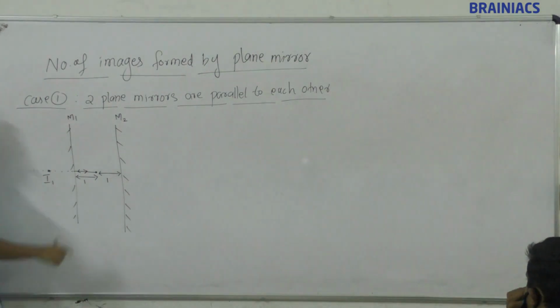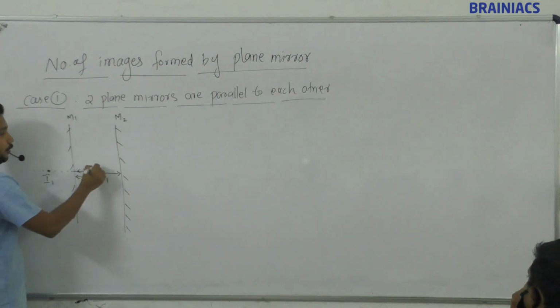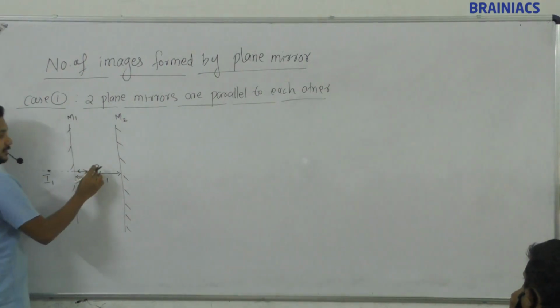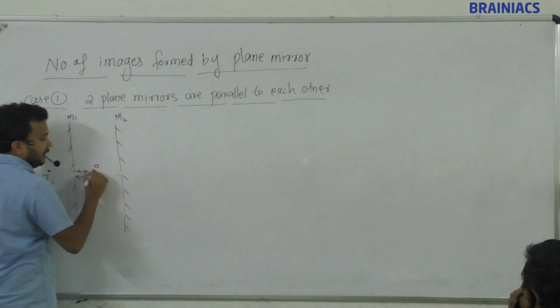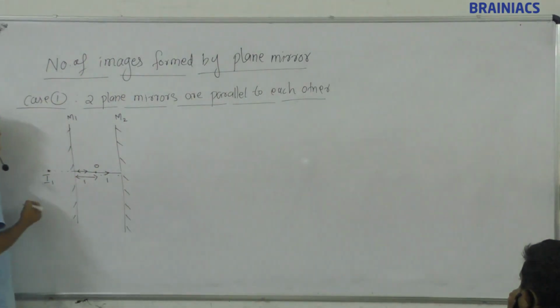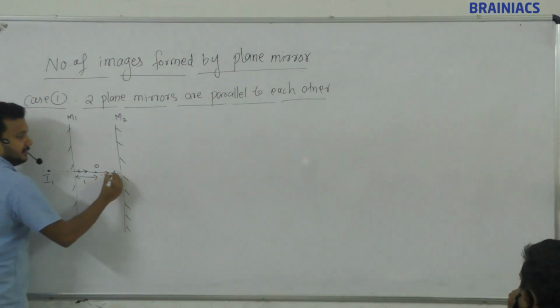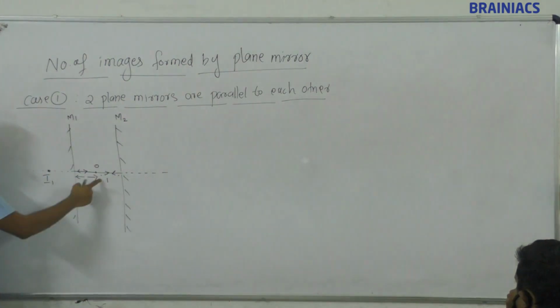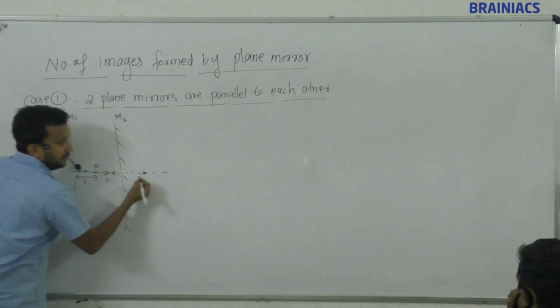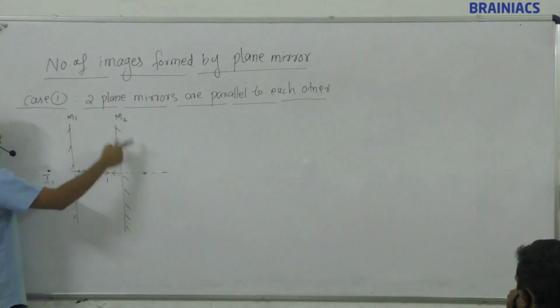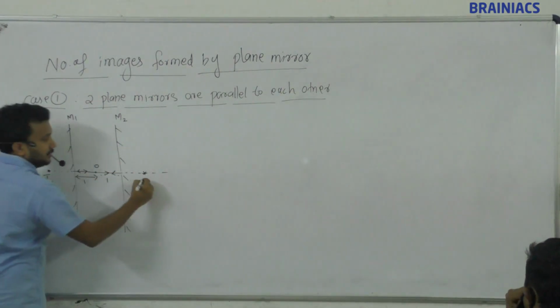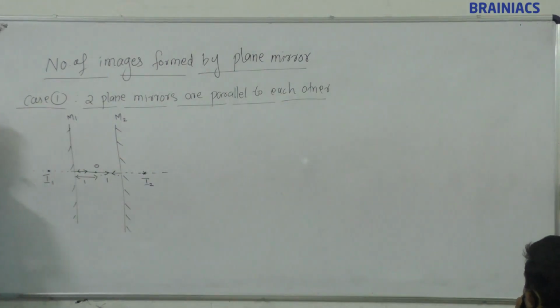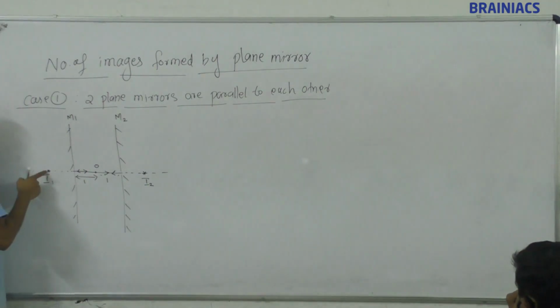Similarly, on the right side, now I will go to M2. This is an object, 1 centimeter away. So we know the incident ray and reflected ray. This is an incident ray and it will be reflected back like this. If I extend this line like this, exactly at 1 centimeter the next image will be there. Correct? That image is formed by which mirror? M2. So that is named I2. Okay.